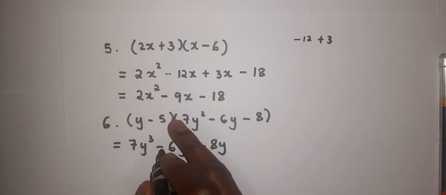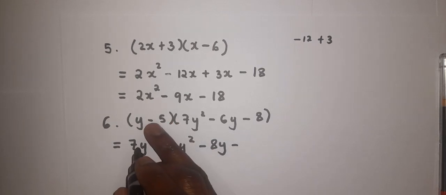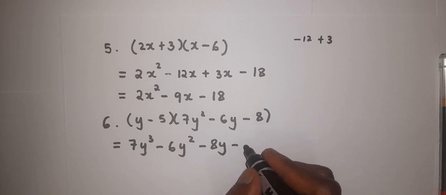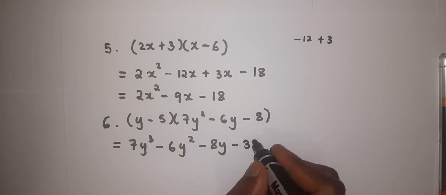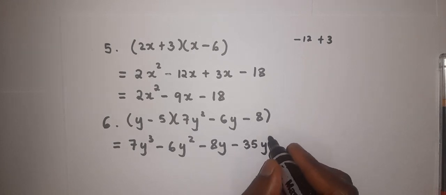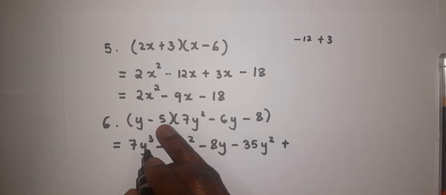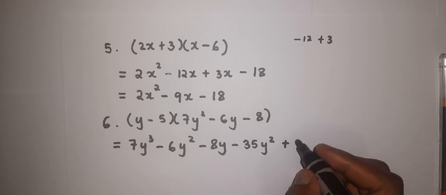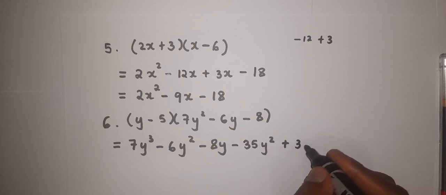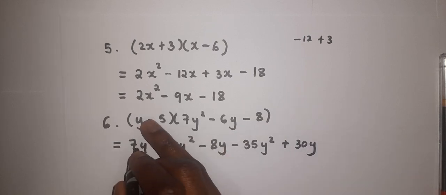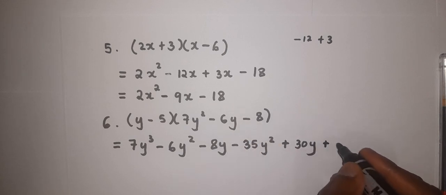Similarly, negative times a positive is a negative. Then 5 times 7y squared is 35y squared. Then negative times a negative is a positive. Then 5 times 6 is 30y. And then negative times negative, resulting in a positive.